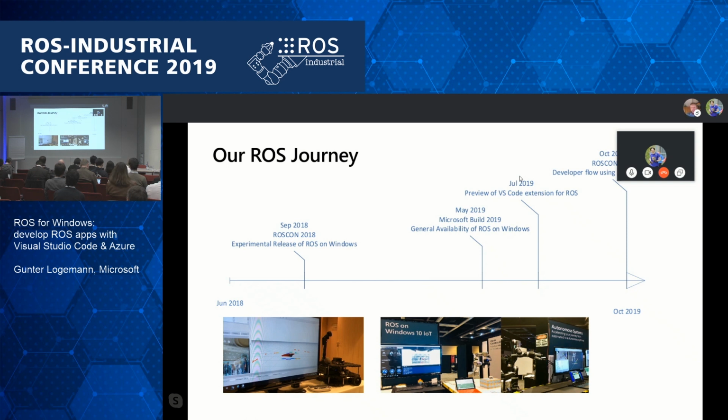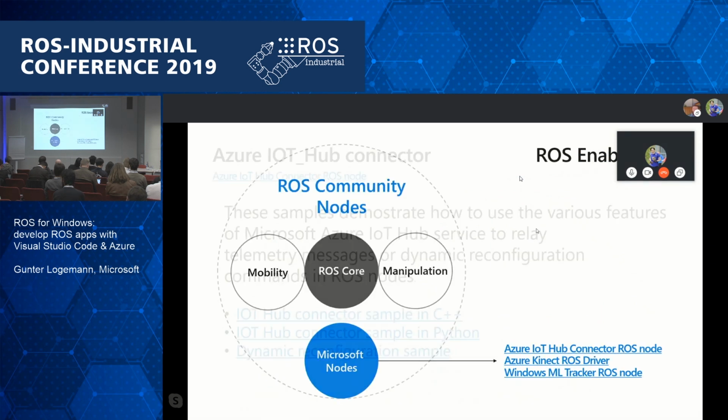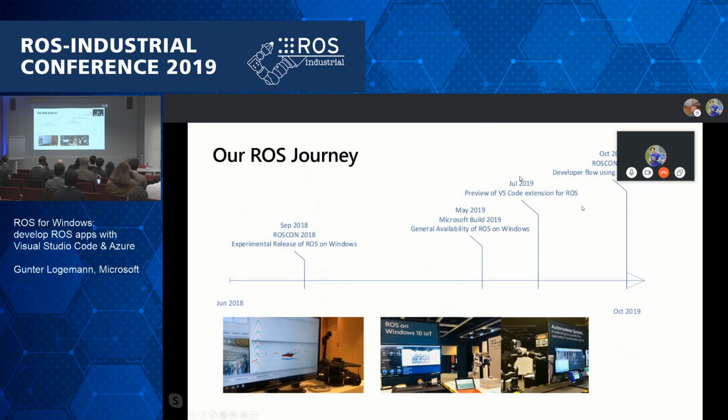Because it was not just about making ROS available, it was also important to have the tooling around it updated. So all the build management tools, the installer, everything it needs to actually build robots. We had a big announcement in July 2019 when we announced the Visual Studio Code extension for ROS. And along the line, we developed the whole end-to-end flow for developers to build robots on Windows. And this is what we announced at ROSCon, I think, last month.